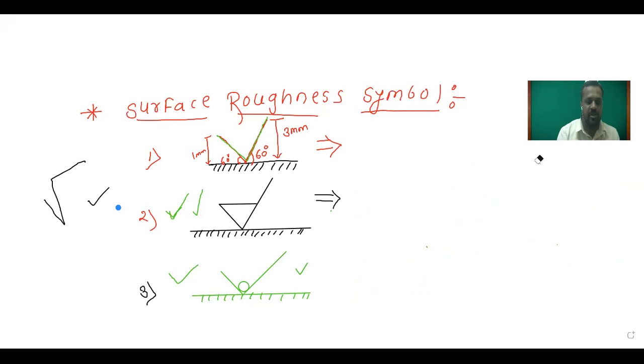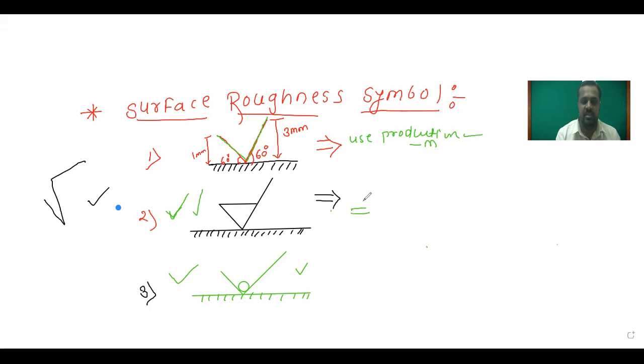So once again, I will repeat here. If such type of the symbol is there, what is the meaning of this? If such type of the symbol is there, that time you can use any production method. Okay, means the material removal is allowed, and not removing material is also allowed. If we have to remove the material, it is allowed. If we are not removing the material, again it is allowed. Any production method we can use.